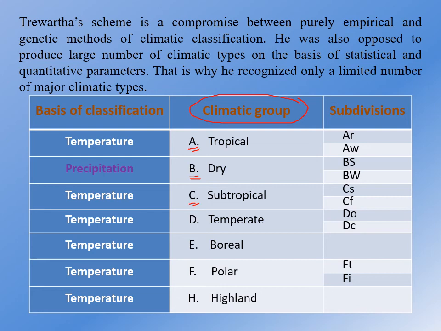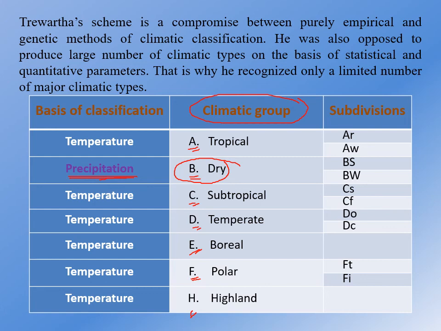Now, in these different climatic groups proposed by Trewartha, except the dry condition, all are distinguished on the basis of the temperature factor. Only for the dry climate is precipitation taken into consideration, or precipitation is the primary factor by which this climatic group is distinguished from other types. Now, according to Trewartha, all these climatic groups can be further subdivided into subgroups.